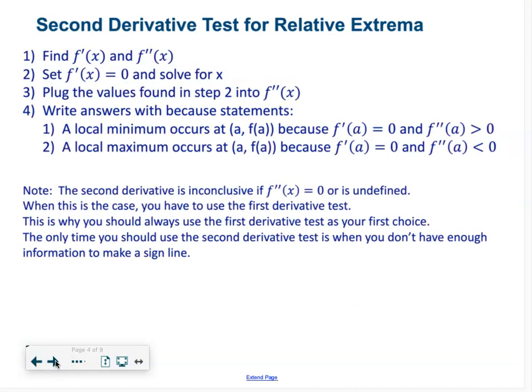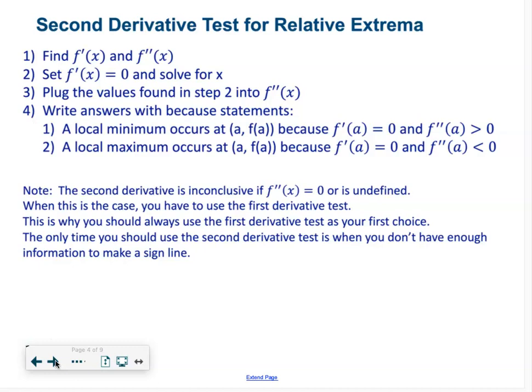Okay, so second derivative test for relative extrema. This is your last test that you have to learn in this unit. So you learned yesterday the first derivative test for relative extrema, and you learned the concavity test. Today, you're learning the second derivative test for relative extrema. Now, the second derivative test is not a test for finding points of inflection. That's what the concavity test is for. The second derivative test is an alternate way of finding relative extrema using the second derivative. That's why it's called the second derivative test.